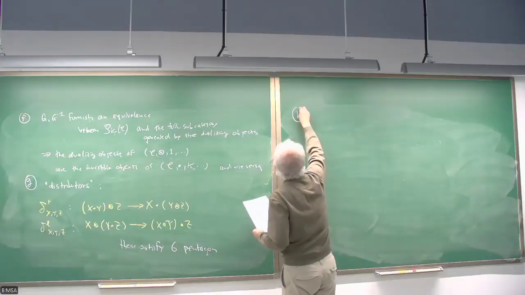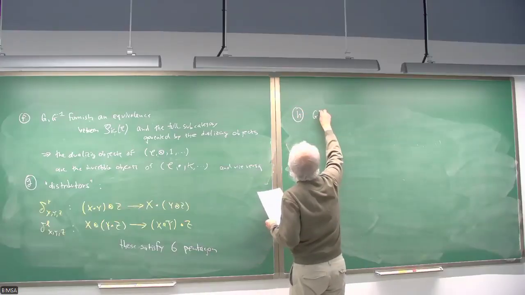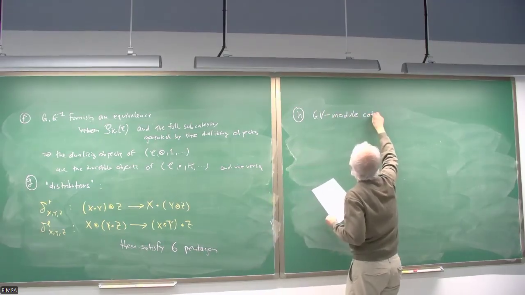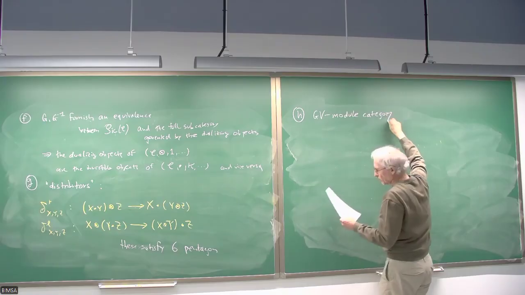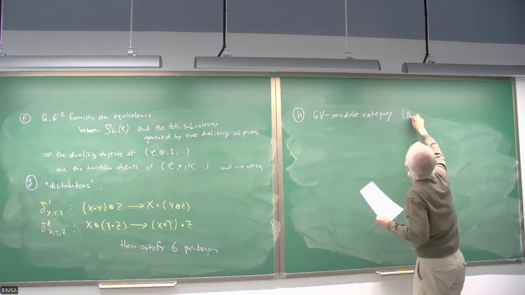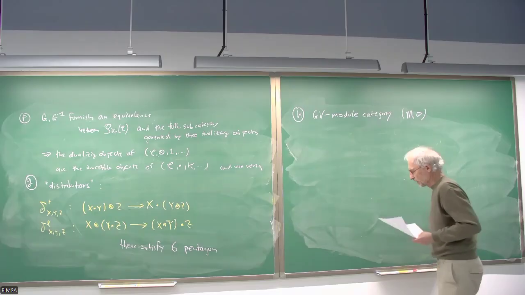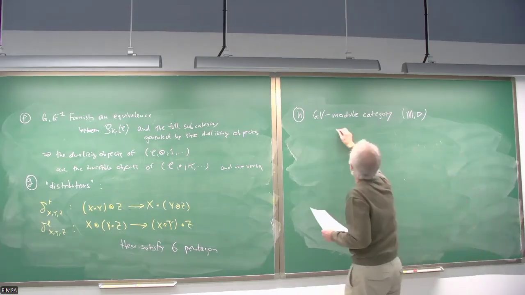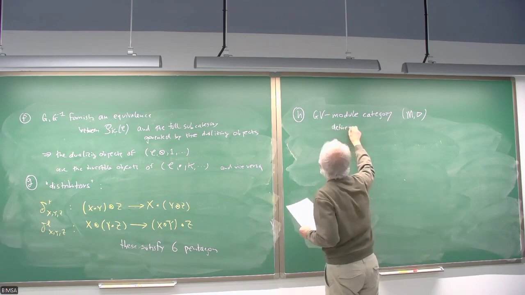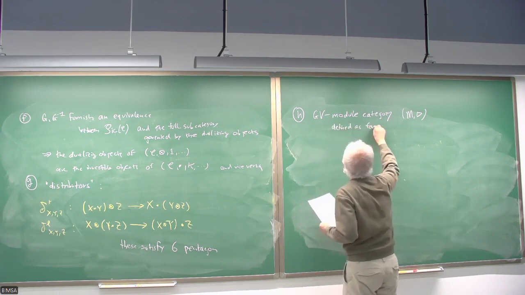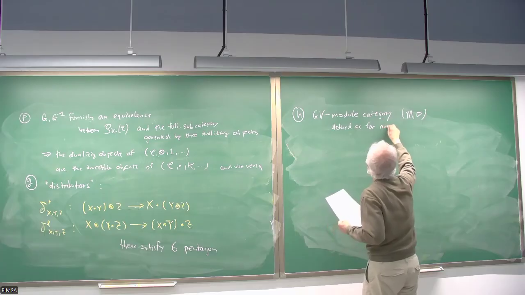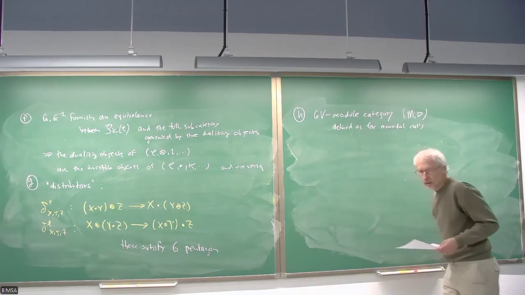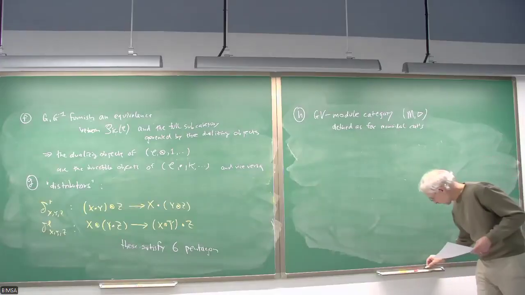And finally, Grothendieck-Verdier module categories, denoted by M with an action of C, just as before. And we define them as monoidal categories, except that we have an additional requirement.